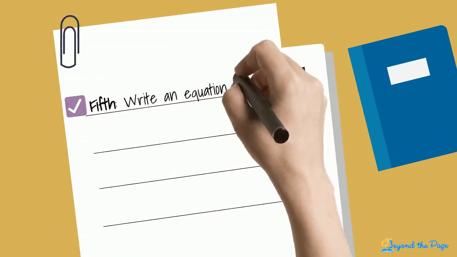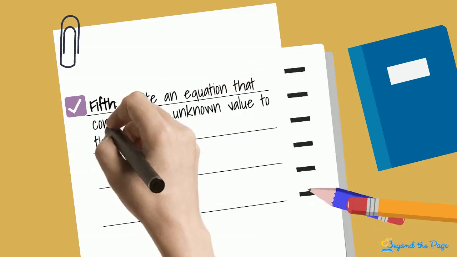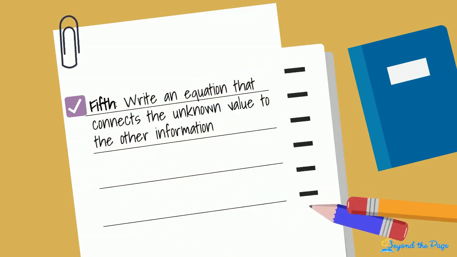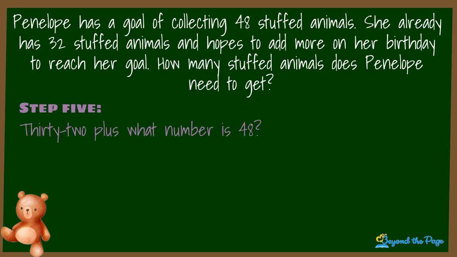Finally, write an equation that connects the unknown value to the other information. Restate the problem as a simple sentence. 32 plus what number is 48? The equation is 32 + p = 48.